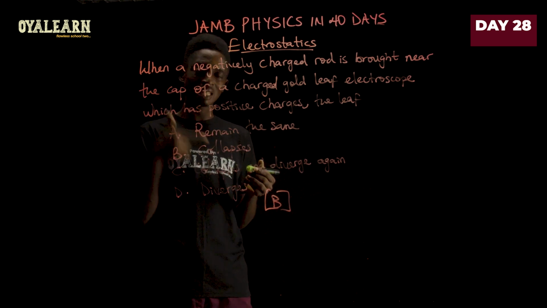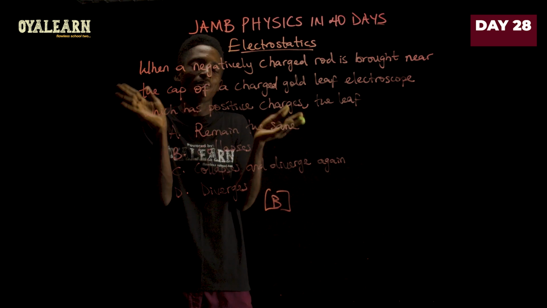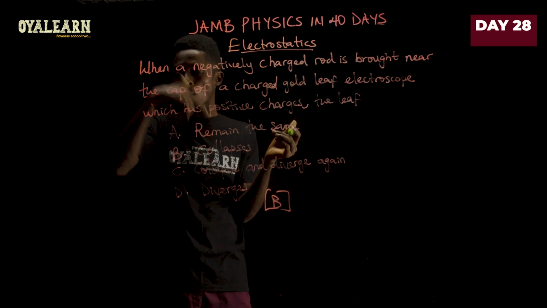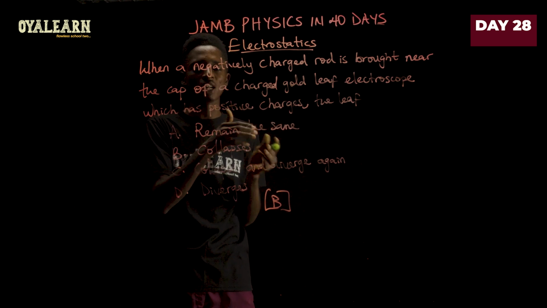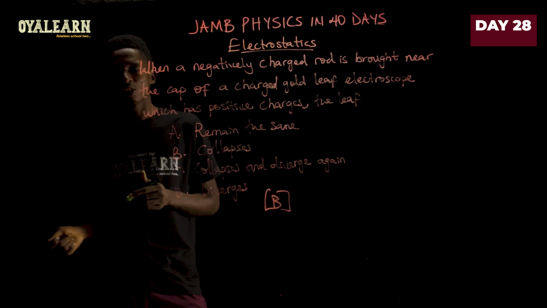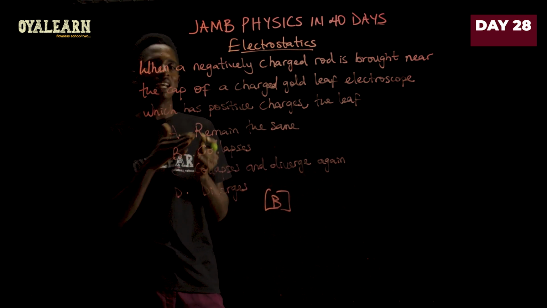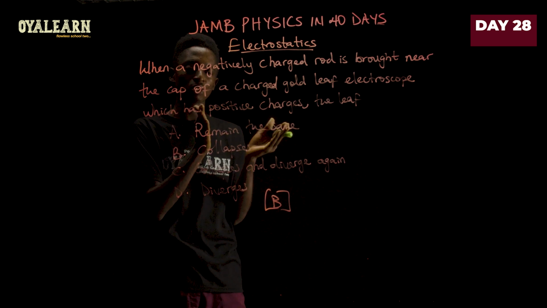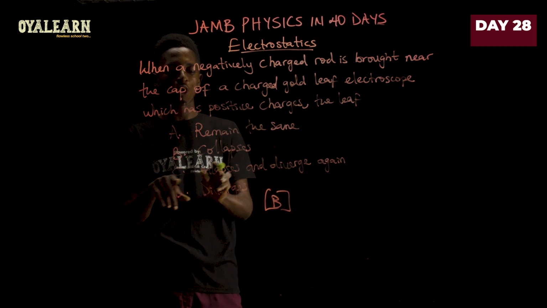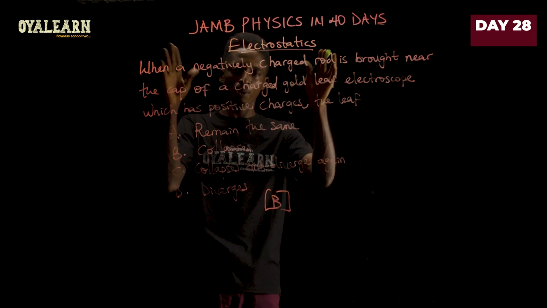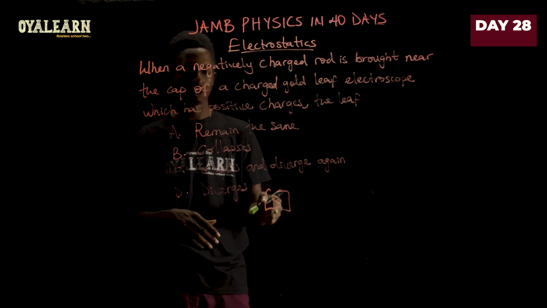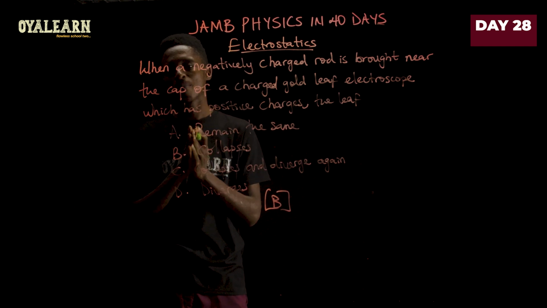If I had brought the similar charge, it's going to expand even further, that is, diverge even further. But by the time you bring an opposite charge, like in this case, a negative charge, it's going to collapse. Then if the question goes on to say that the charge you brought was then removed, the positive charge will redistribute again, causing the leaf to diverge again. That will be a case for collapse and diverge again. But this one, we are limiting it to just when it is brought, so we keep our answer as option B, which says to collapse.